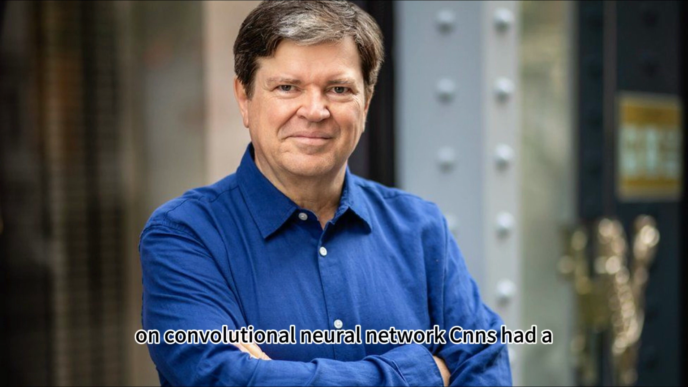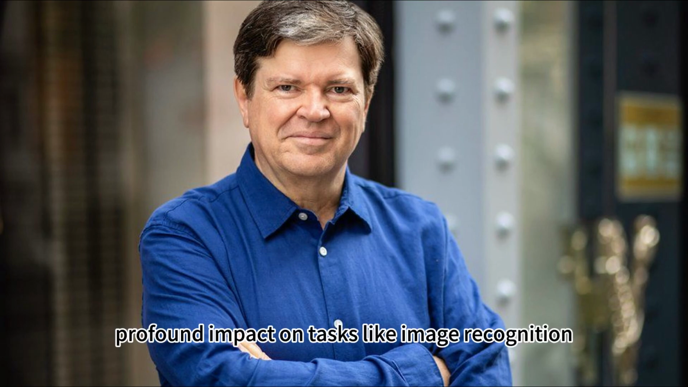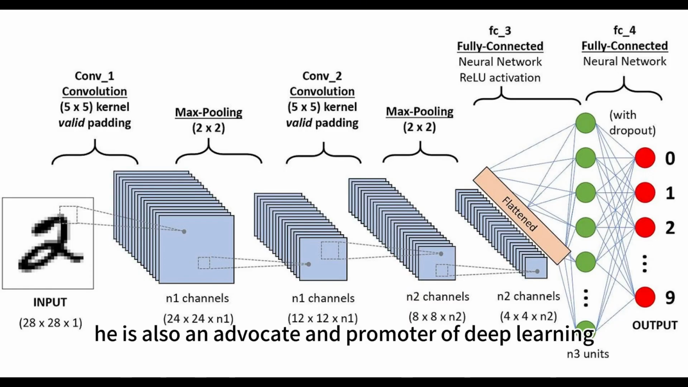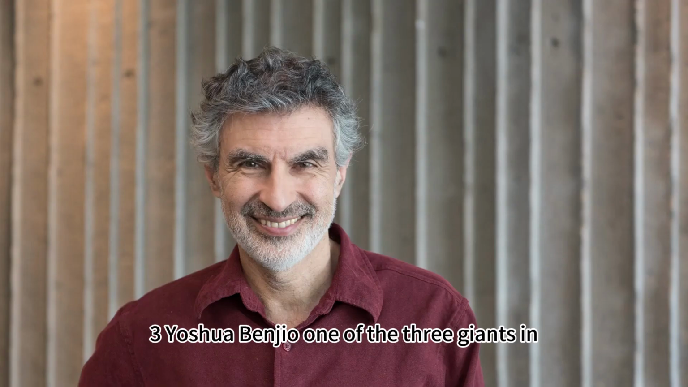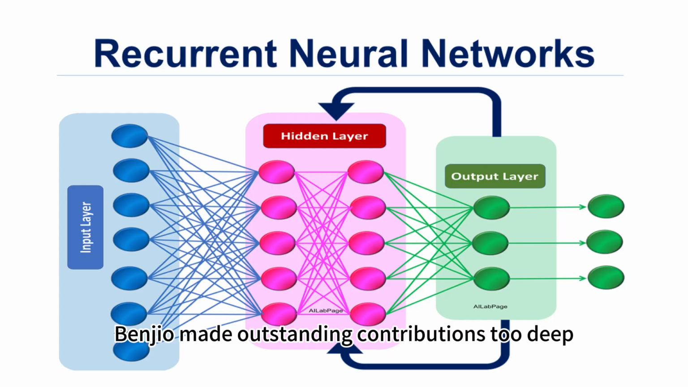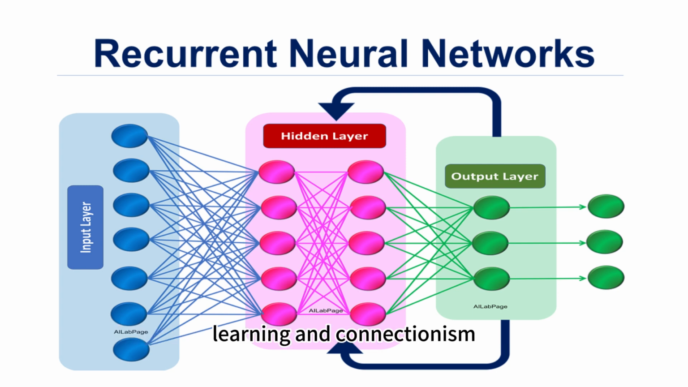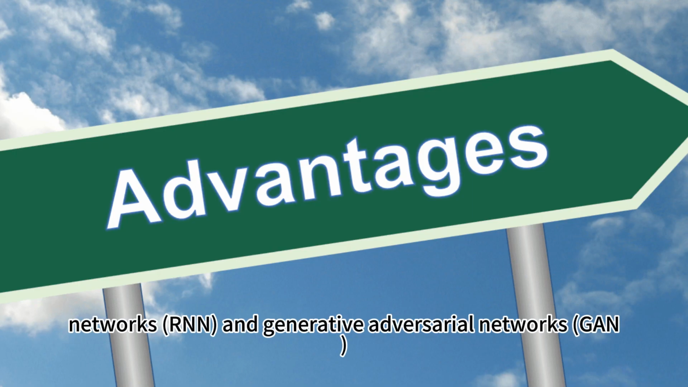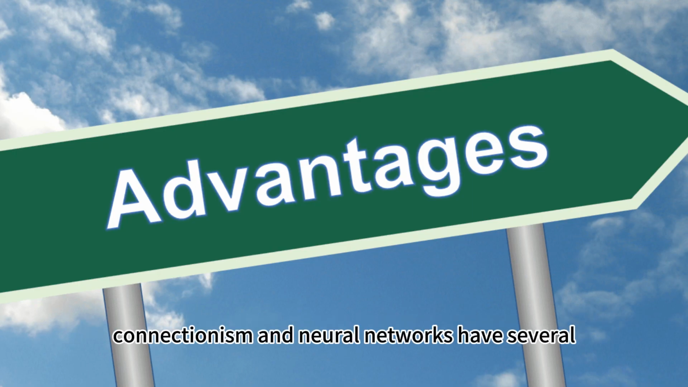LeCun's research on convolutional neural networks (CNNs) had a profound impact on tasks like image recognition. He is also an advocate and promoter of deep learning. 3. Yoshua Bengio, one of the three giants in deep learning. Bengio made outstanding contributions to deep learning and connectionism. His research covers areas like recurrent neural networks and generative adversarial networks.